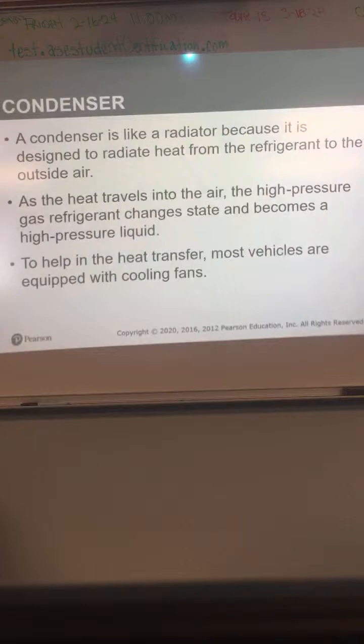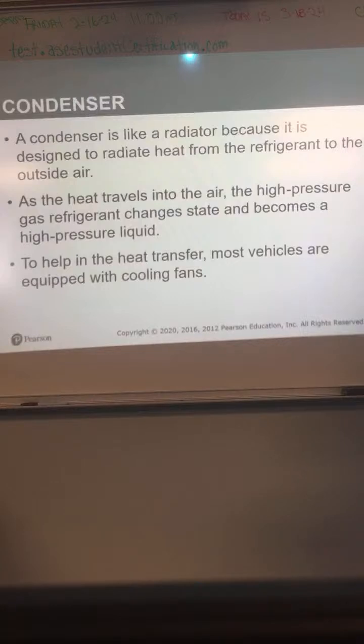To help transfer heat, most vehicles are equipped with cooling fans. They all have cooling fans. If you do not have airflow across the condenser, your air conditioner will not work. How many people have noticed when they're driving around in the summertime, you've got your air conditioner on, you're at the drive-through at Burger King, you're waiting for your lunch, it's 120 degrees outside, and your air conditioner all of a sudden isn't blowing as cold as it was when you were driving down the freeway? They use the same fan, the regular radiator cooling fan, yeah.